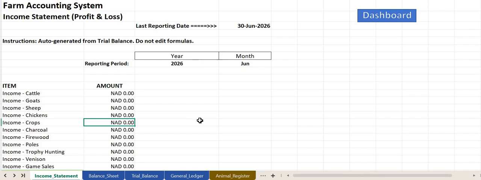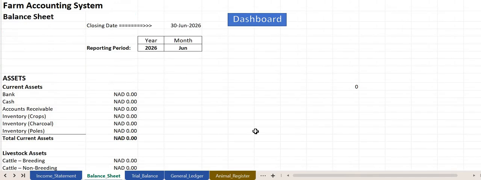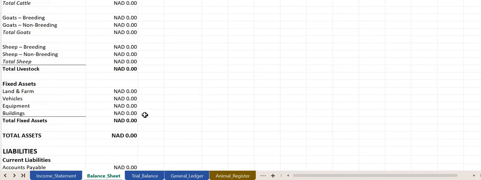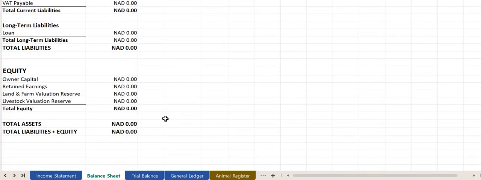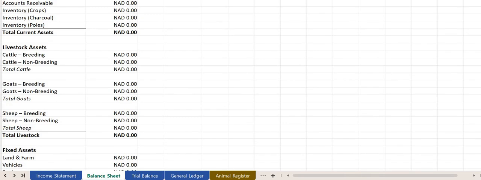After the income statement, the next one that we want to look at is the balance sheet. The balance sheet will show you what you own, so your assets. It will also show you your liabilities, which is what you owe, as well as your equity. These reports also update automatically as you enter the transactions.